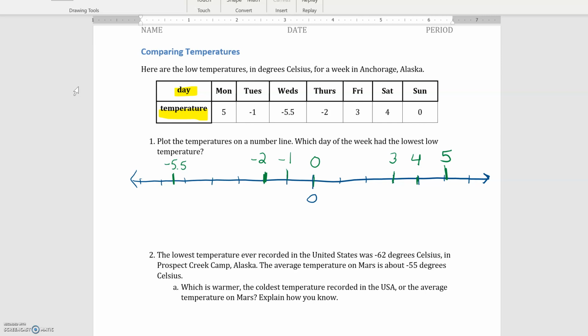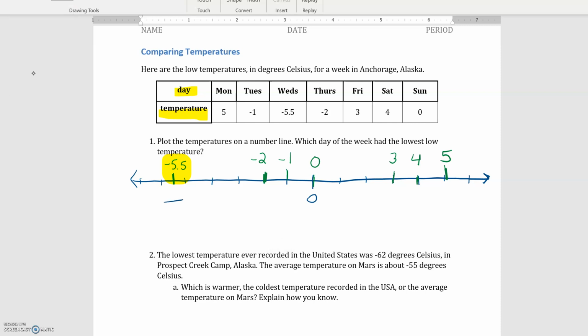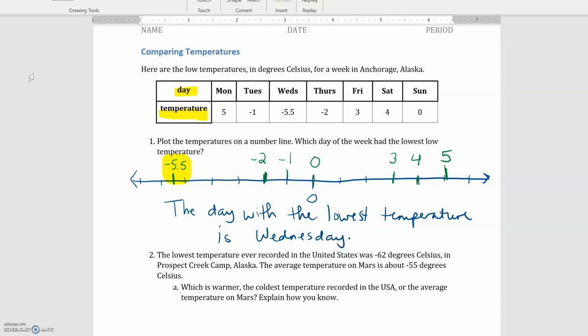So the question says, which day of the week had the lowest low temperature? So if I want to find the lowest temperature, I've got to find my smallest number, which is way to the left, which is -5 and 5/10. So I can respond to the question with the following. The day with the lowest temperature is Wednesday, because that corresponds to this day right here in the table.